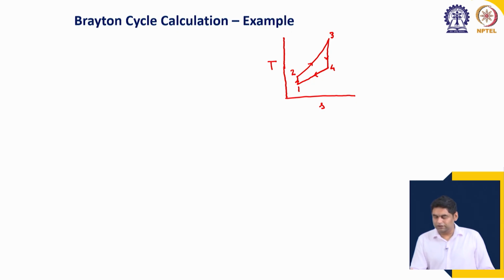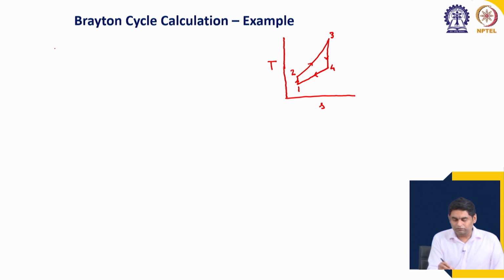So, this is the TS diagram. 1 to 2 is the compression, isentropic compression, 2 to 3 is the constant pressure heat addition, 3 to 4 is the isentropic expansion, and 4 to 1 is the constant pressure heat removal. Okay. So, now we can do very simple calculations.